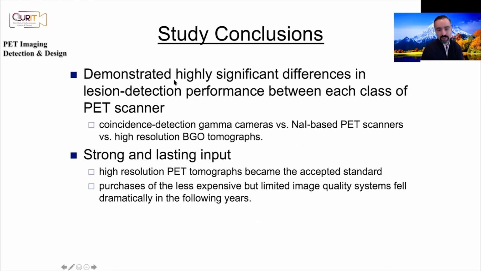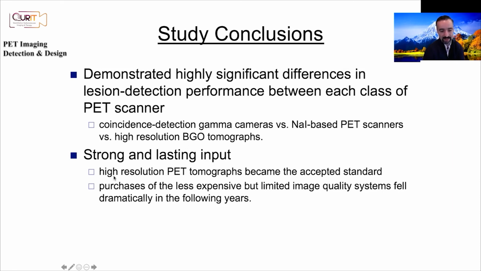And so there were demonstrated highly significant differences in lesion detection performance between each class of PET detectors, whether you're doing the far less expensive gamma cameras versus the more dedicated sodium iodide based scanners versus high resolution BGO. But the point is, he demonstrated that these kinds of cameras, the dedicated BGO based, moving beyond sodium iodide kind of cameras, had significantly improved detection performance.